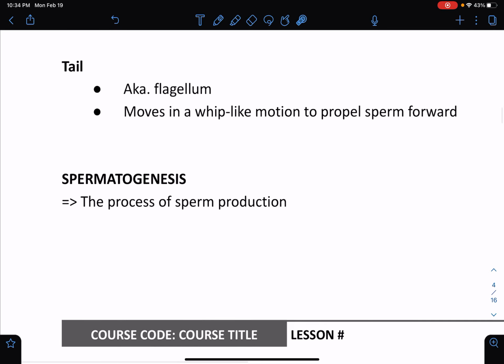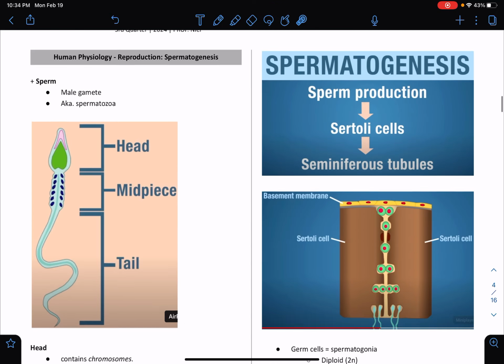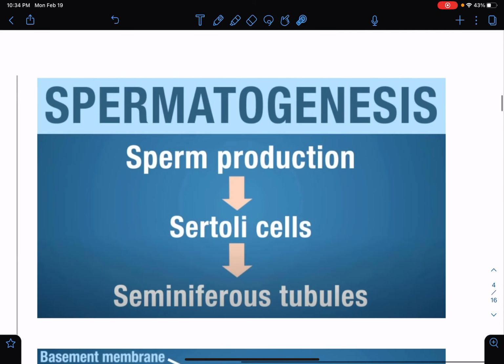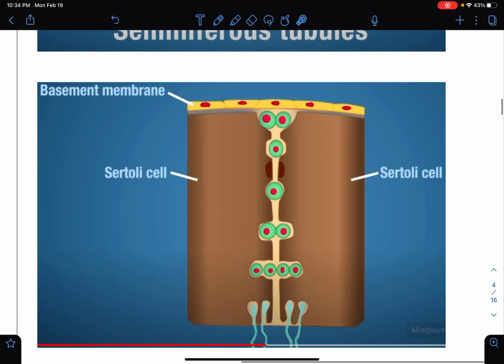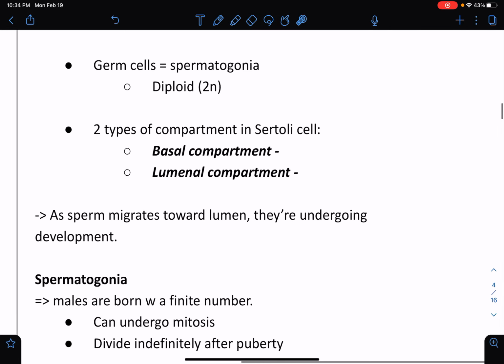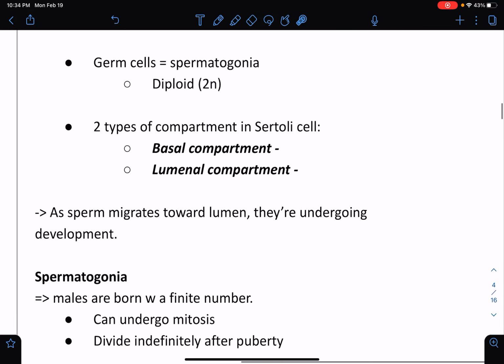So spermatogenesis, this is the process of sperm production. Germ cells are equal to spermatogonia. It's diploid, and there are two types of compartments in the Sertoli cell. We have the basal and the luminal compartment. As the sperm migrates toward the lumen, they undergo development.